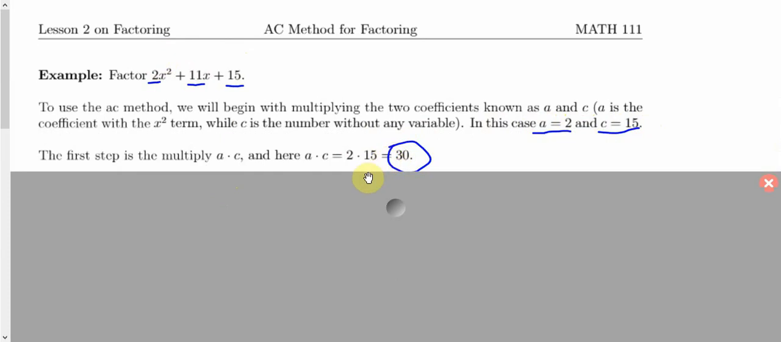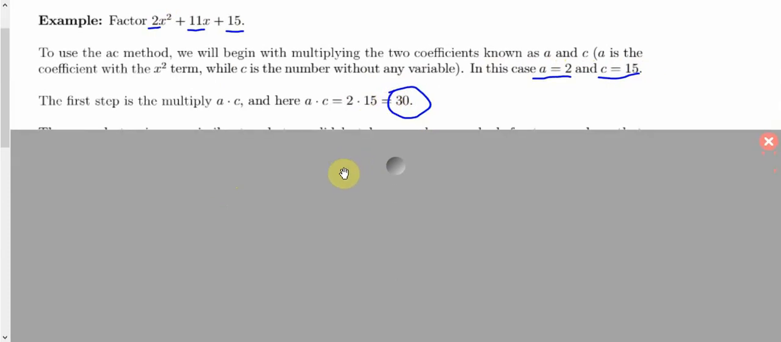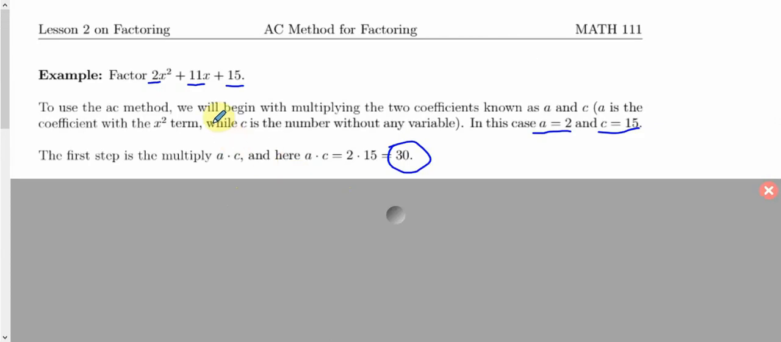Now what we're going to do is what we used to do for the easy problems. Remember, for the easy problems when there wasn't a number out front, we would just say what numbers multiply to C and add to B.